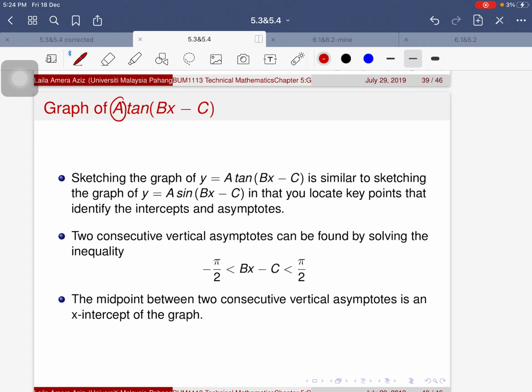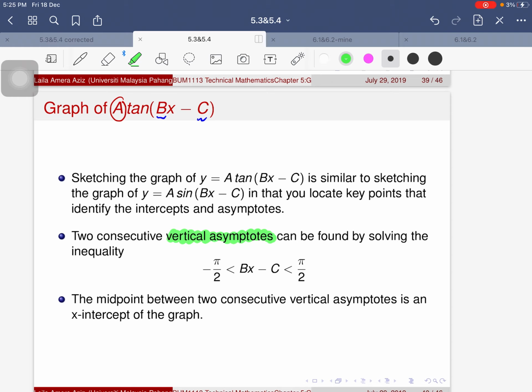For the case of a, it actually does change the graph when the value of a changes, of course. But when we do sketching, there's not going to be much difference in terms of the value of a. So when we sketch the graph of tangent, you don't need to bother with the value of a. You are only going to concentrate on the value of b and also the value of c. Alright, for sketching the tangent graph, there are two characteristics that you need to have. The first one is going to be the vertical asymptote.